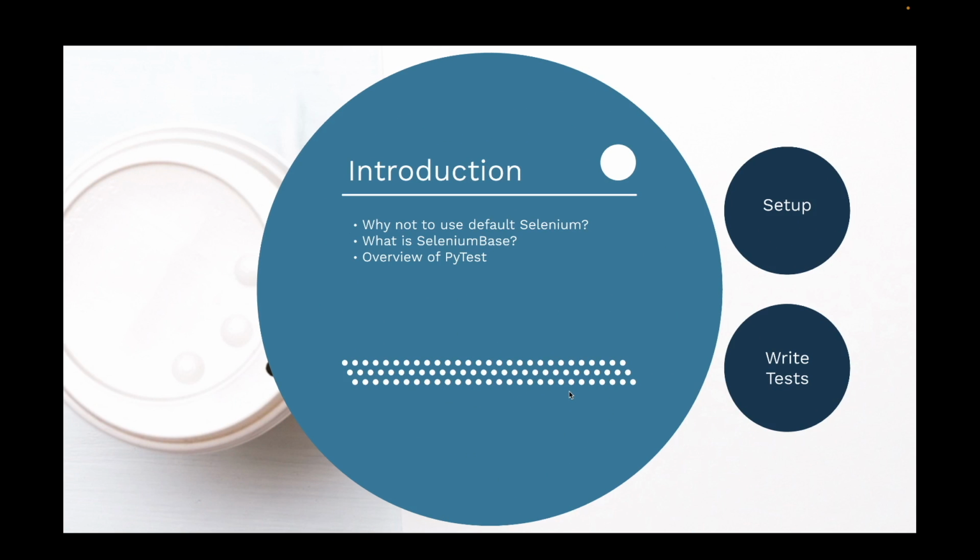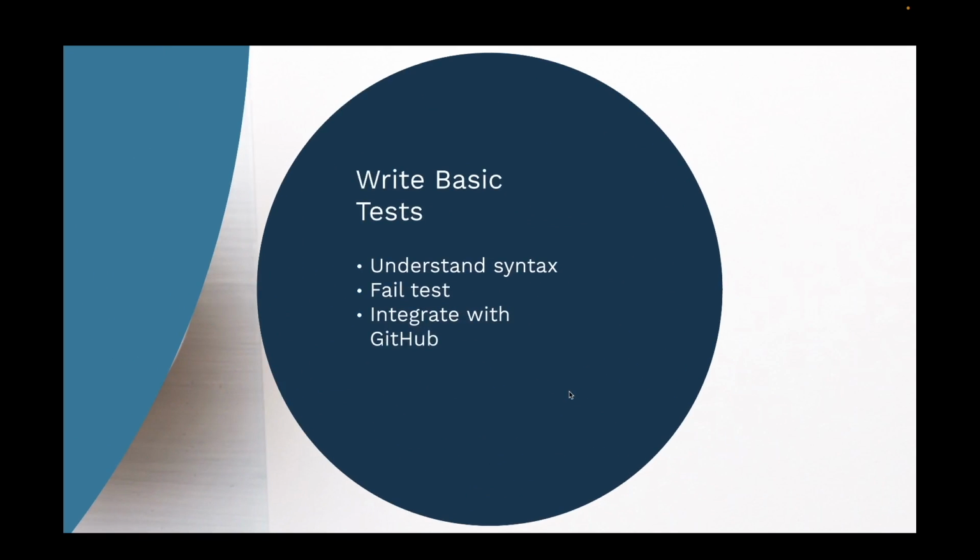Then comes the exciting part, which is writing our first test. We'll get to grips with the test syntax, understand how it operates and how it differs from Selenium. We'll intentionally fail a test to examine the assertions and error logs. Early on, we will push our changes to GitHub, which is crucial for tracking progress in your projects.